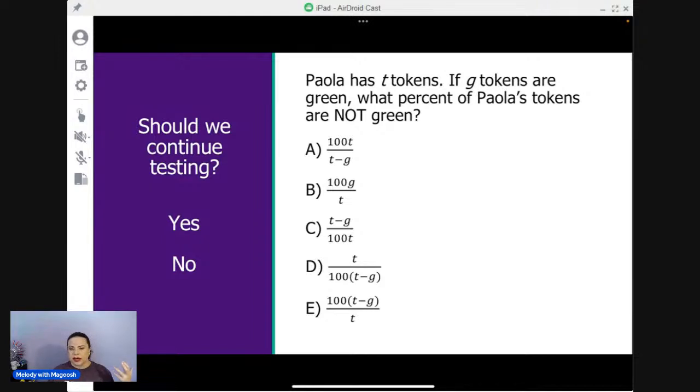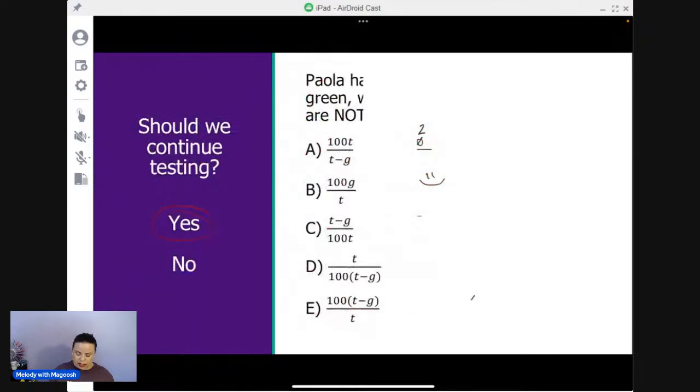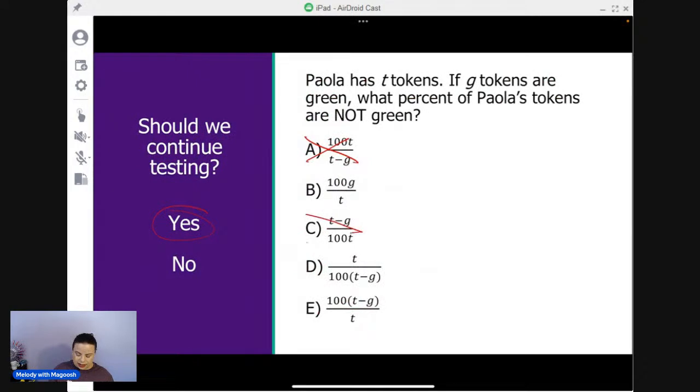You're already familiar with how the problem works, and you don't have to test as many answer choices, so it's not a big deal. Yes, we should continue testing, but when we do that, we remember from our scratch paper that we've already eliminated A, C, and D. So we're going to repeat this and only test 2 answer choices.